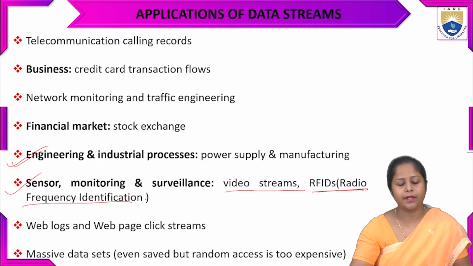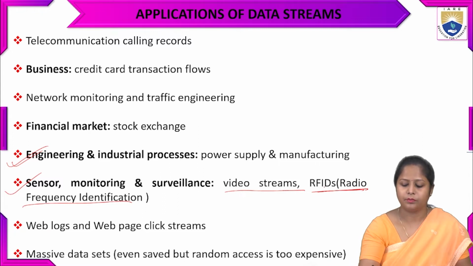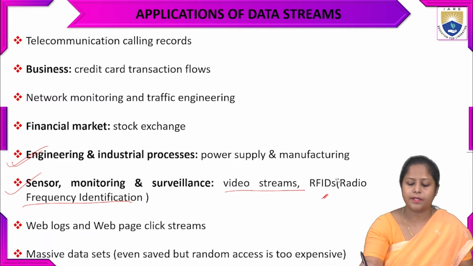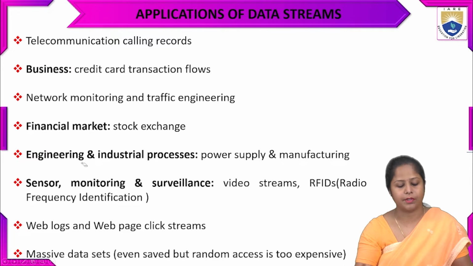RFID is nothing but radio frequency identification. If we are going to purchase any item, there will be an RFID tag to take the identification of the item. That is also data stream data. So that type of data also comes into data stream data.